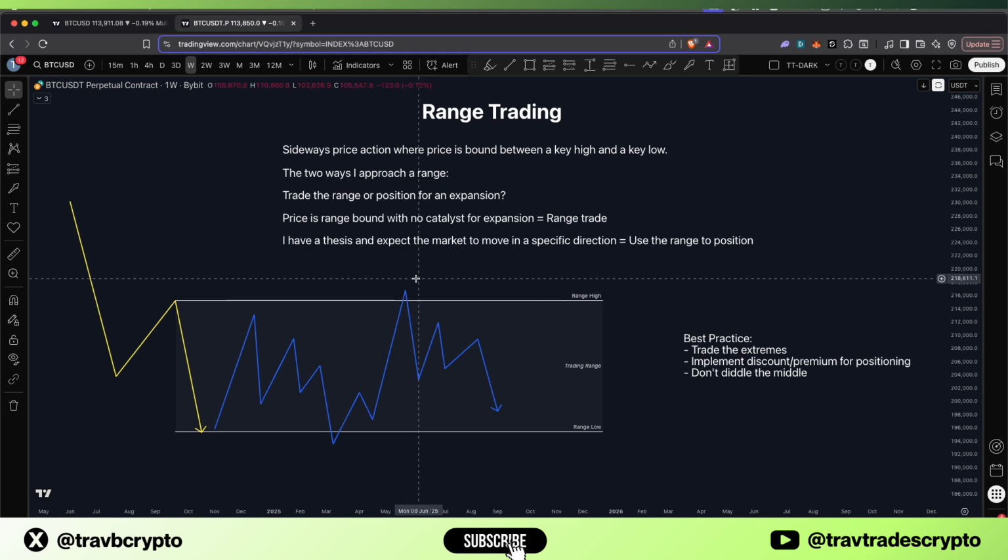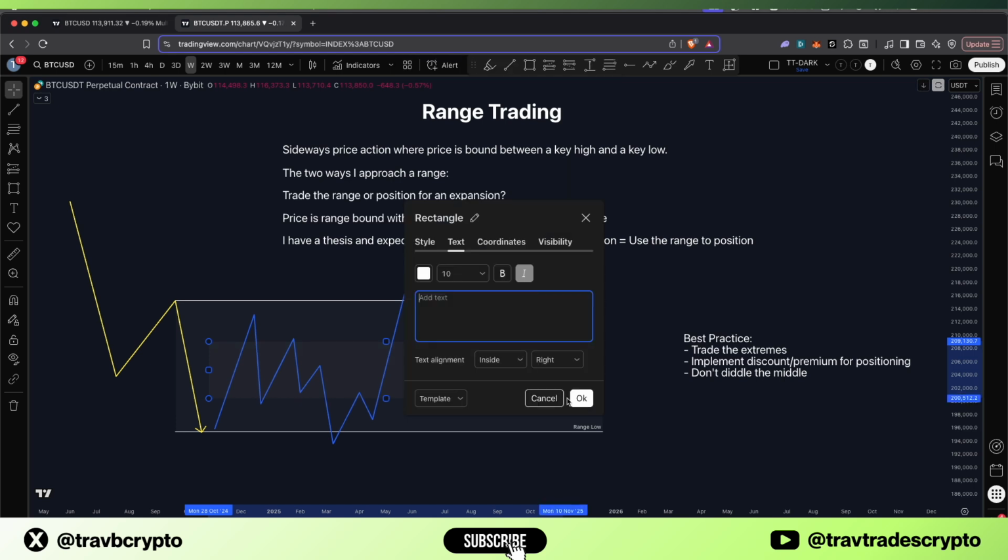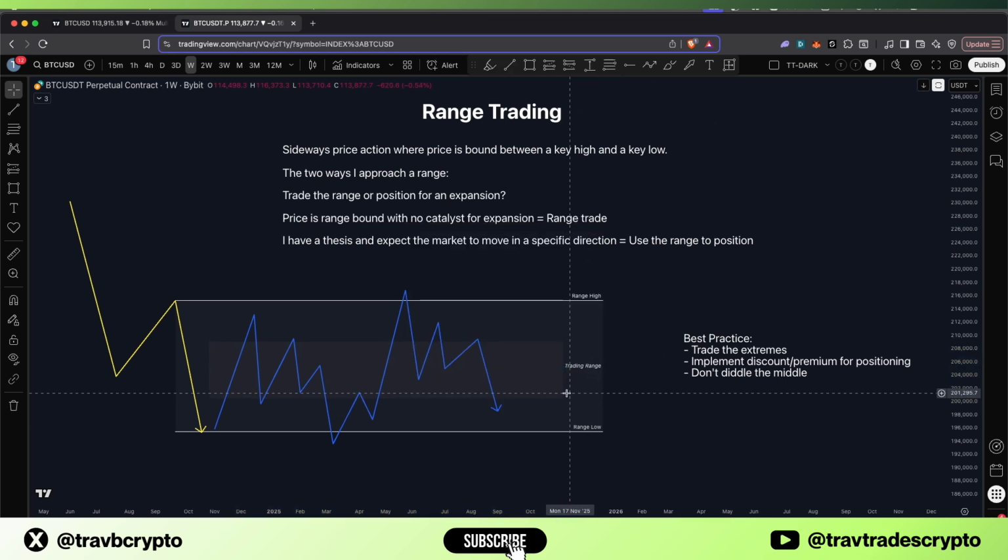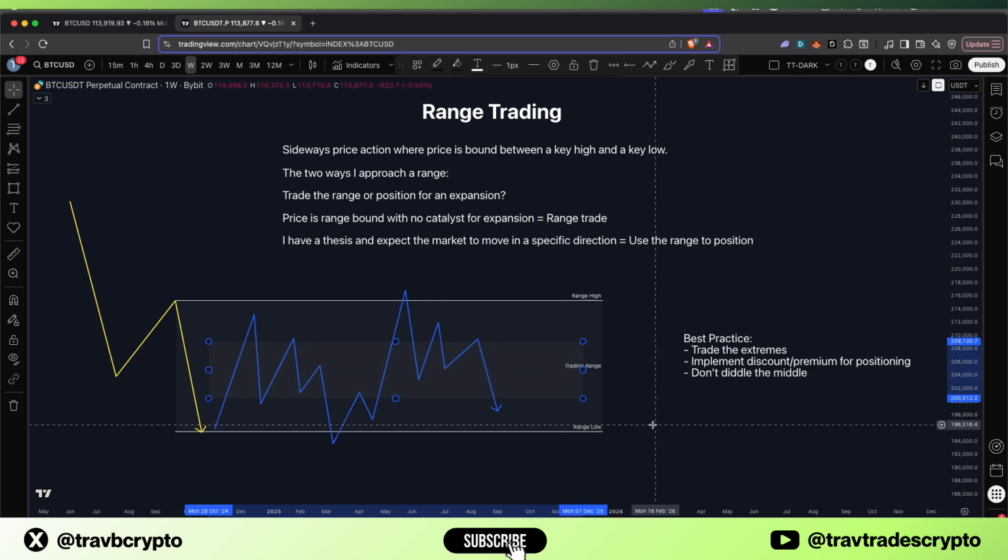What you don't want to be doing when trading the range is you don't want to be diddling the middle. So you don't want to be trying to trade this chop in the middle, because this is where essentially you're just going to get chopped up, and you're also not getting the bang for buck in your trades if you're range trading.